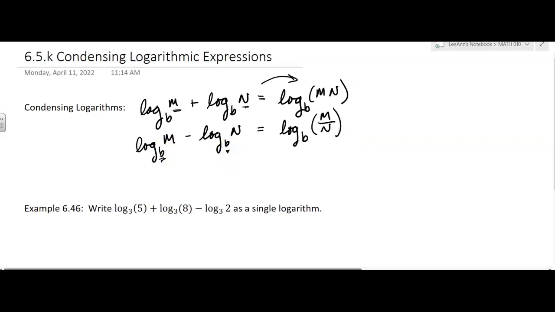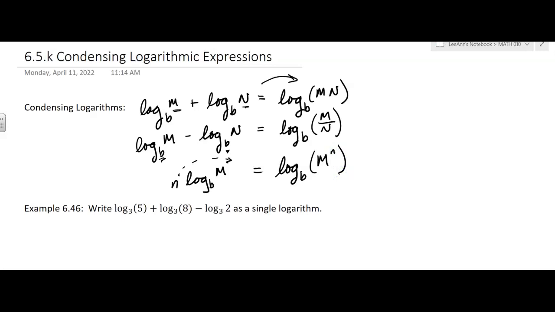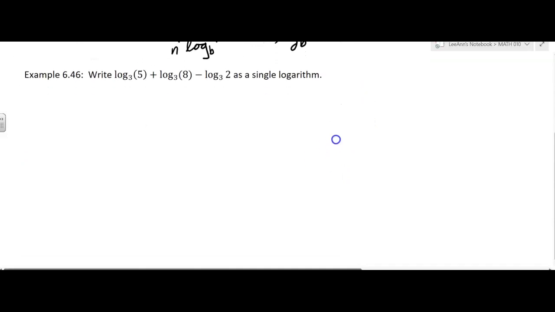And then the last one, if we have some number in front of the logarithm, we can put it back up on top as an exponent. So that becomes log base b of m to the lowercase n. So we're just taking all those properties we had before. They're not new properties. They work both ways, and we're running them the other way.